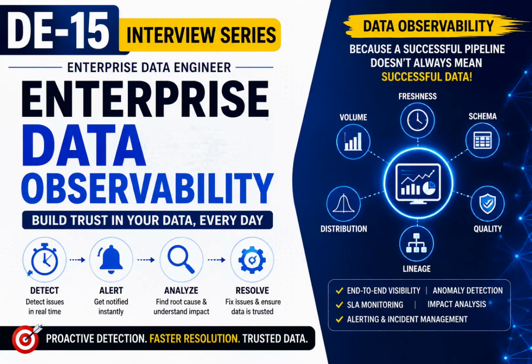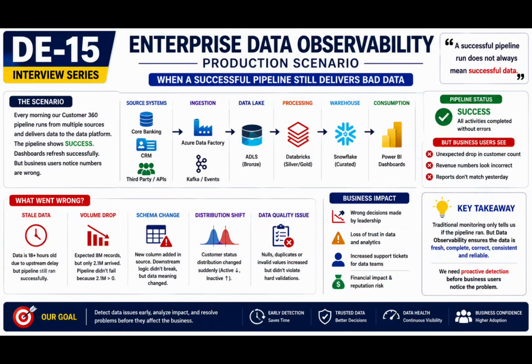In a production scenario, let's talk about a real world customer 360 scenario. Every morning, our customer 360 pipeline extracts data from multiple source systems, for example, core banking, CRM, third party APIs, and operational databases. Azure Data Factory starts the ingestion process. Then the data is stored in Azure Data Lake. Databricks performs the transformations. Curated data is loaded into Snowflake. Finally, Power BI dashboards consume the data.